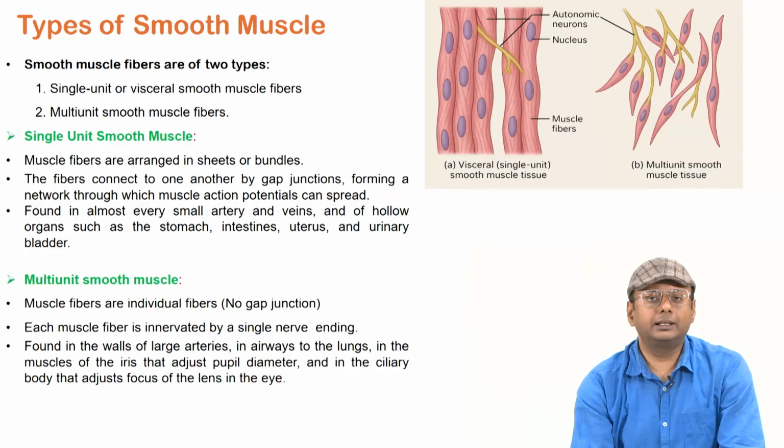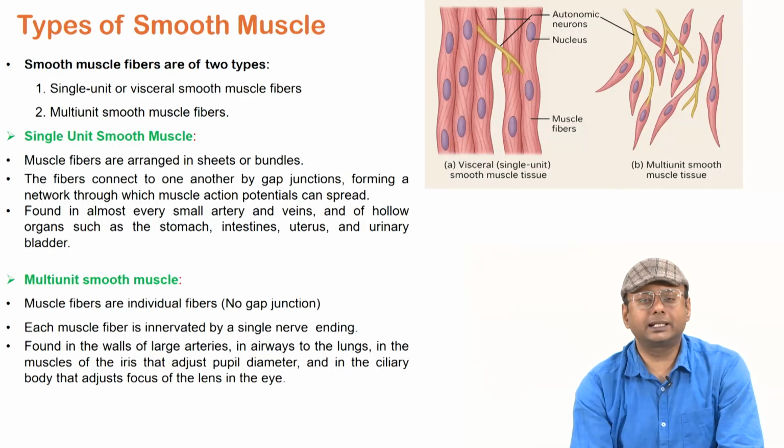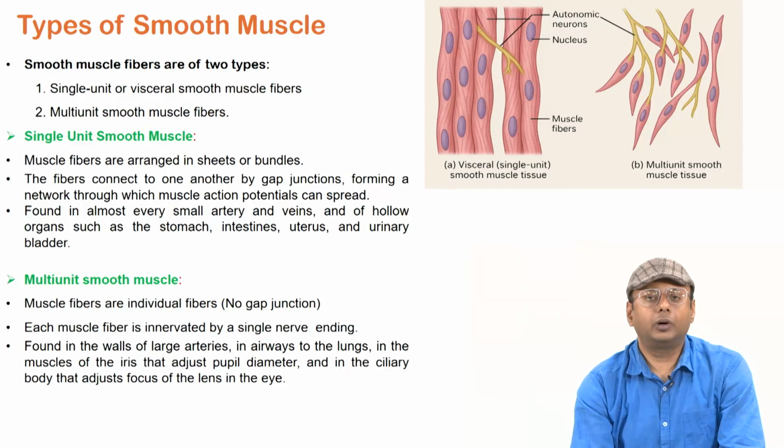Also in different hollow organs such as the stomach and intestine, you can see single unit smooth muscle. And in multi-unit smooth muscle, you will not see any gap junctions or network of smooth muscle. Mostly this can be found in the walls of large arteries. Apart from that, it can also be seen in the lung, pupil diameter, the ciliary body, etc.